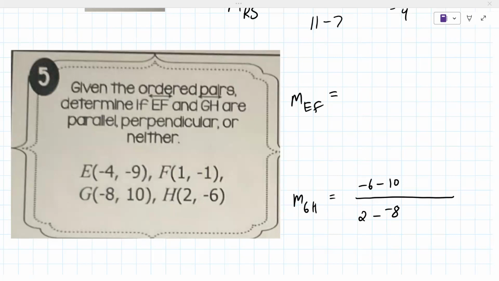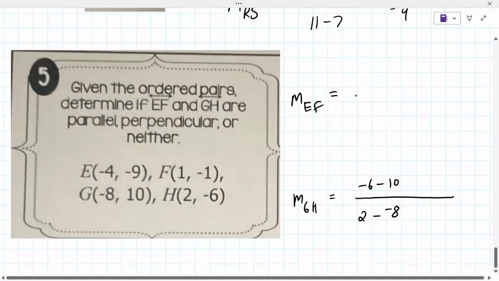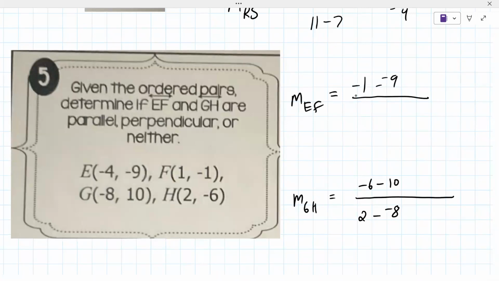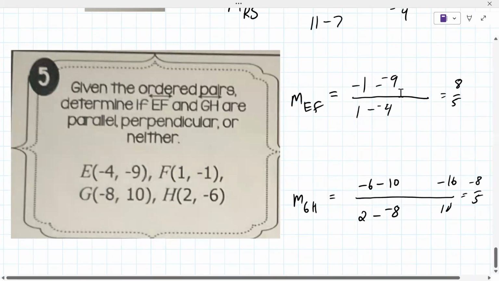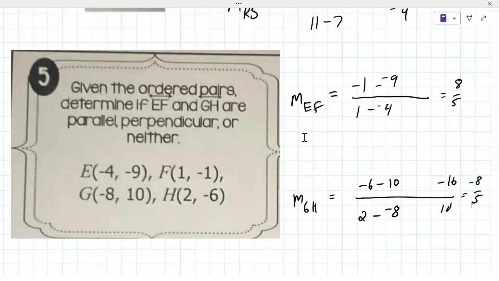8/5 for E to F? Yeah. Okay, -1 minus 9. So it's 8/5. And then this one down here ends up being -16/10, which is -8/5. How are those related? Are they the same? Almost the same. It's got to be either perfectly the same or not. There's no in between. Not perpendicular, so it's neither.